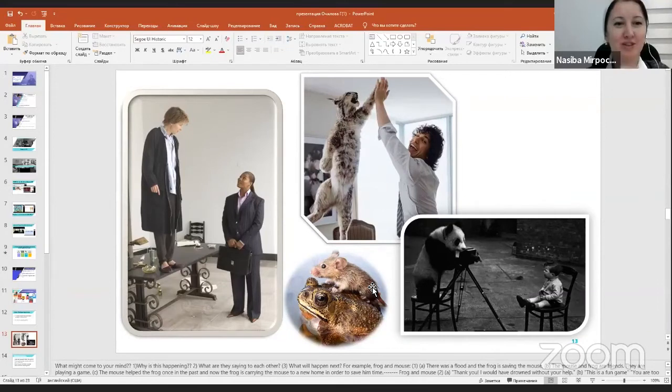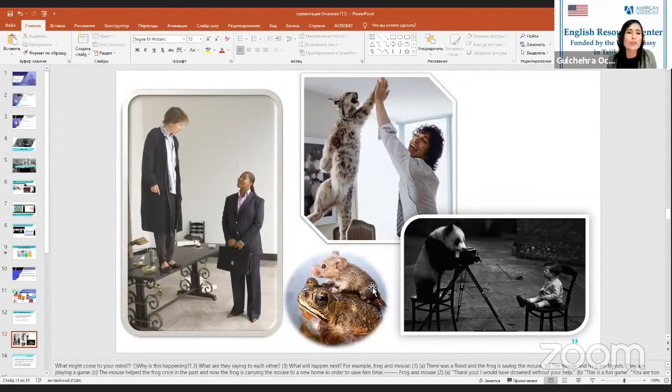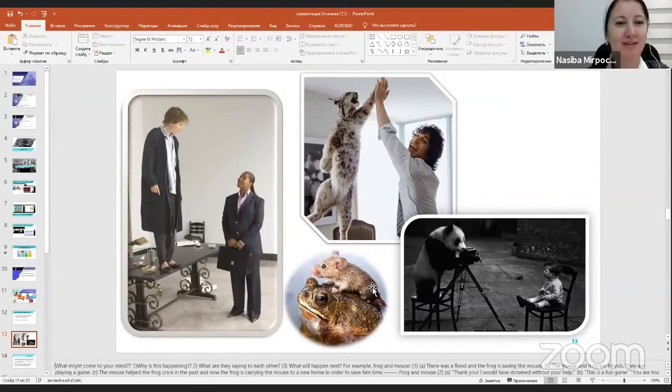Okay, so should I go one by one with each picture? No, you can choose just one. Okay, yes. So Firuz, let's take the first one then. Yes, we can do the first.